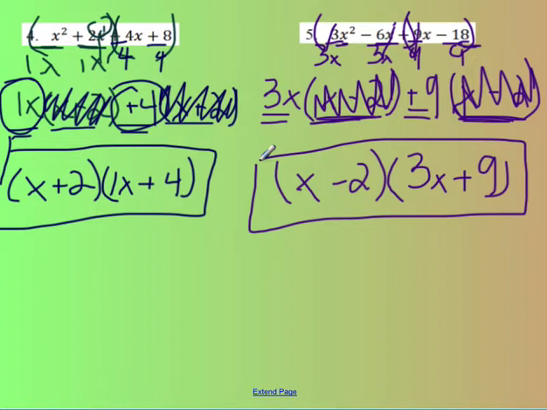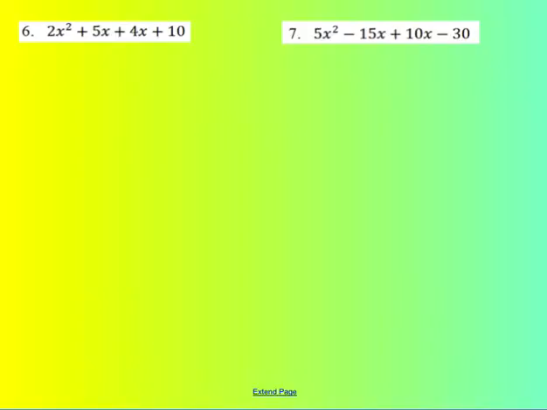Okay, next, let's take a look at number 6. So for number 6, again, making our groups. So we have one group and two groups. So between 2 and 5, the only thing we can divide 2 and 5 by is 1. So I'm just going to write out a 1. So here we have x squared and x to the first. So our smallest amount of x's is x to the first.